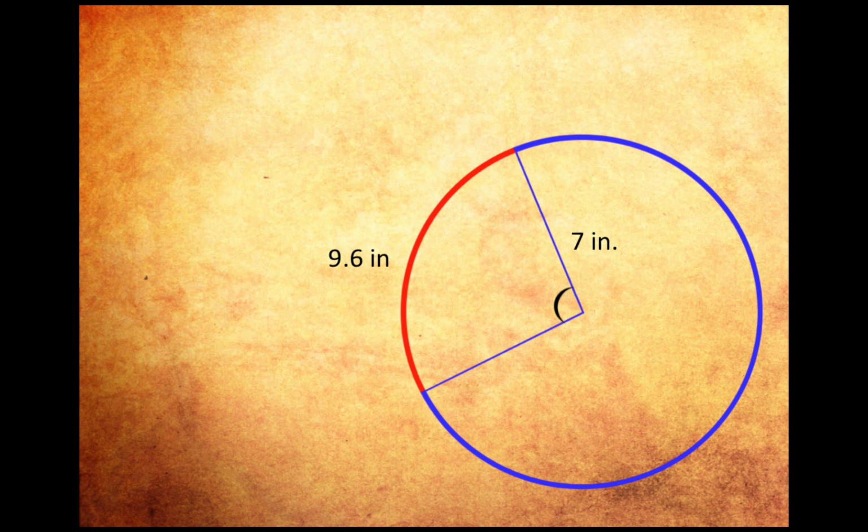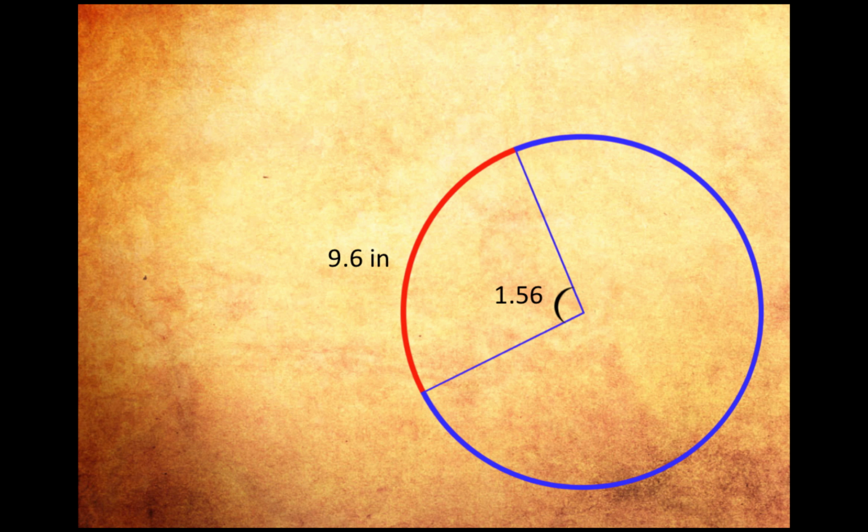Whatever this is, 9.6. So 9.6 divided by 7 is this. Right? We want to know how many 7s is 9.6. Because that's what a radian measure answers. Right? How many radii are there? Okay, what if I instead tell you, you've got 1.56 radians, and you've got 9.6 as your arc length.